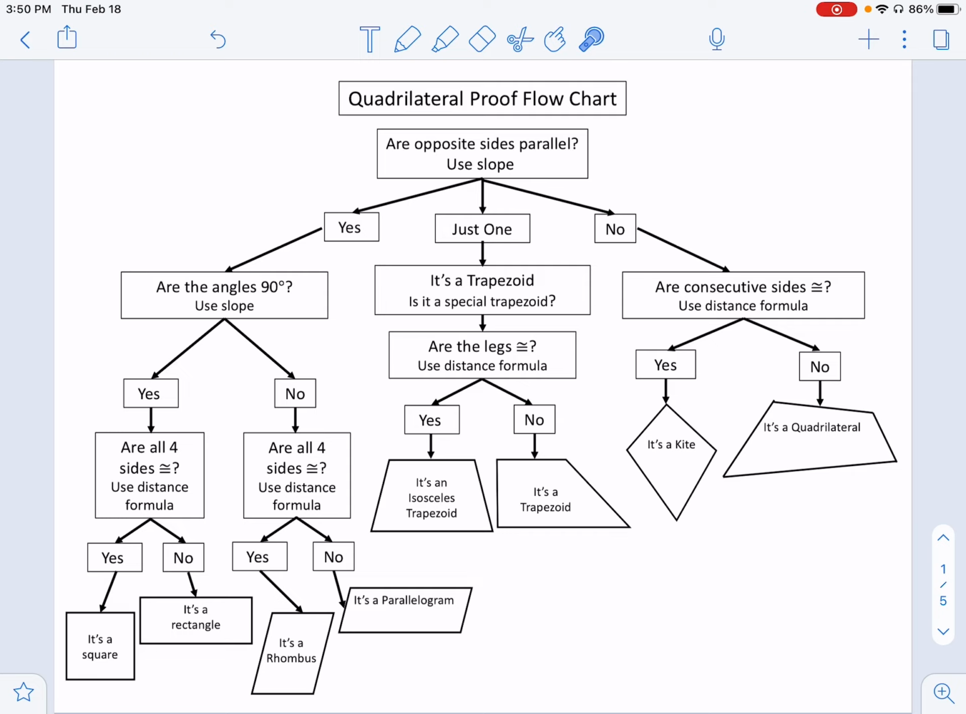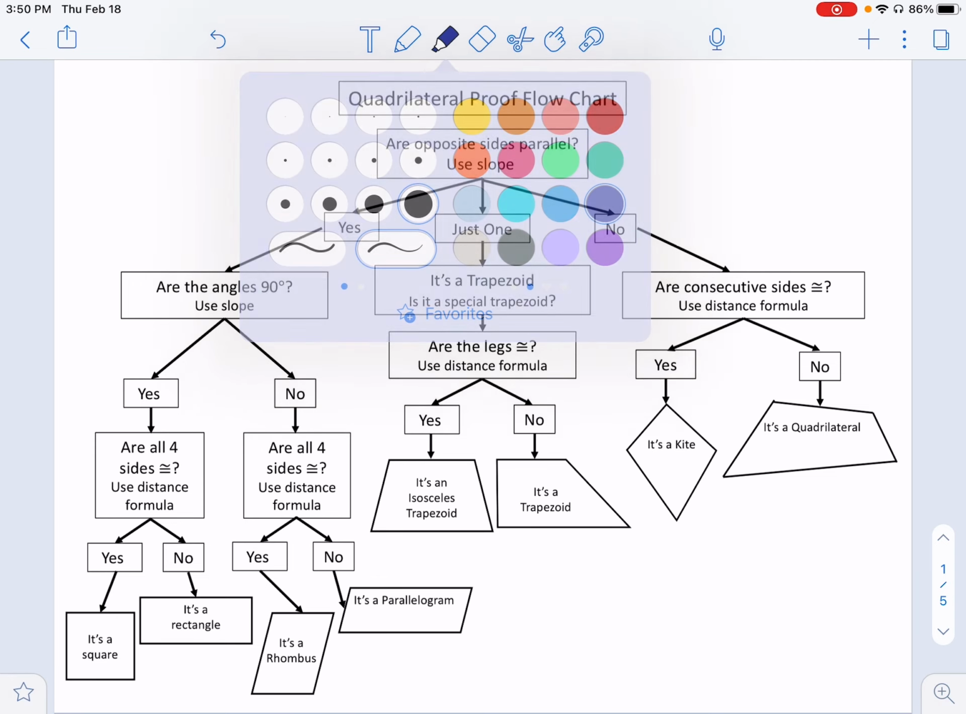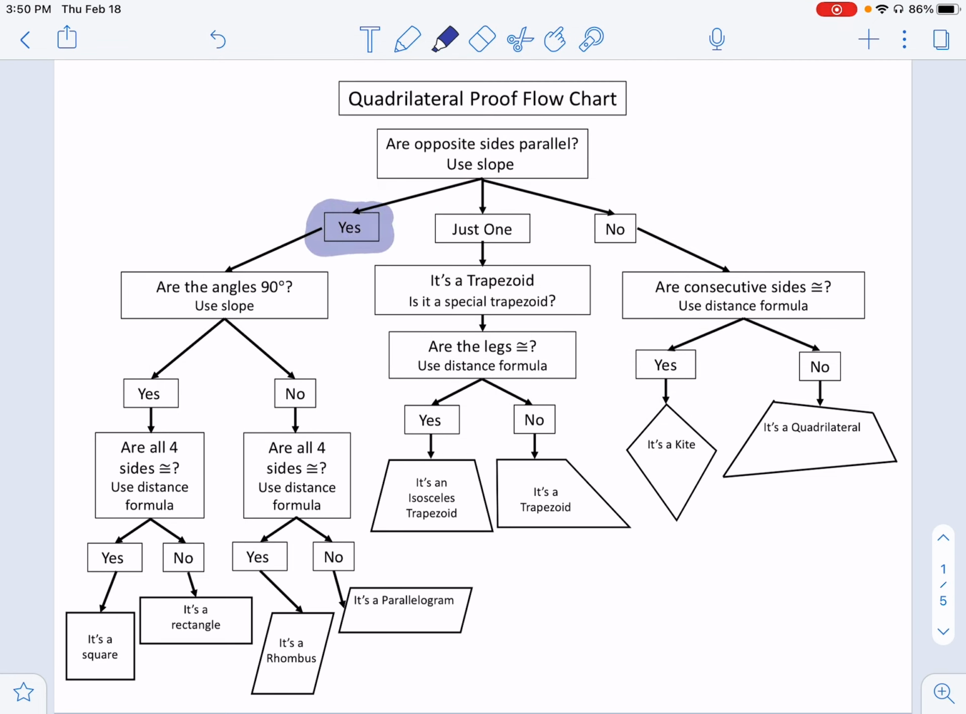When we're doing a proof, we're actually going to be saying it is a very specific shape. The very first thing we always want to say is, are the opposite sides parallel? We determine that by using the slope. So we'll be using the slopes to determine whether the opposite sides are parallel. You have choices there, and we can classify those like we just saw. Either yes, all of the opposite sides are parallel.